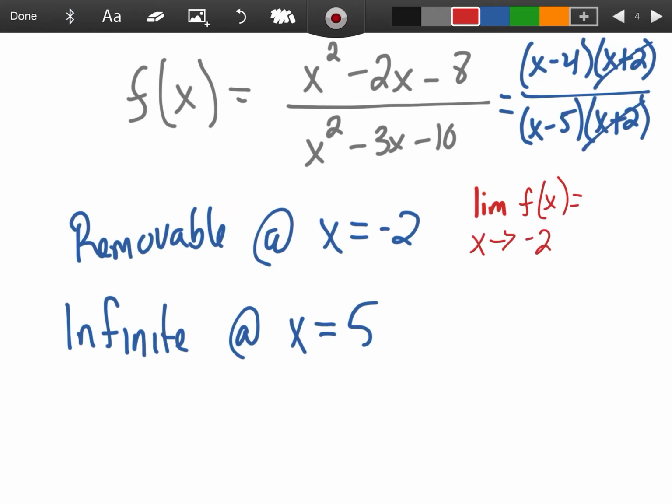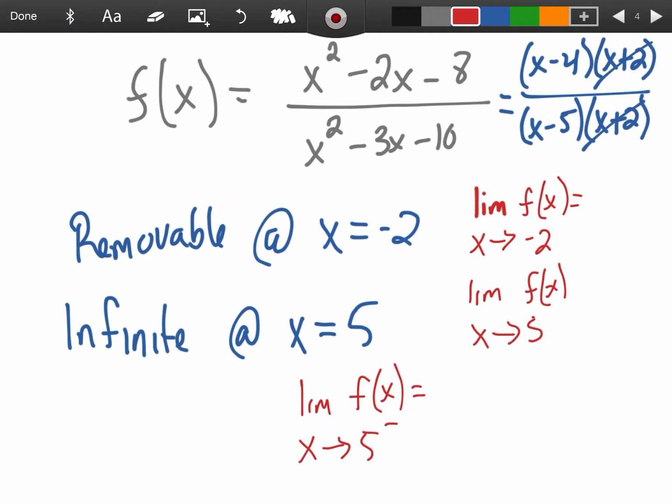All right, what's going to be that limit? For the infinite discontinuity, it might go to positive infinity on the left and negative infinity on the right, or the other way around. So I'm going to write out both of those. Let's see what happens as we approach 5 from the left, and what happens as we approach 5 from the right. So, limit of f of x as x approaches 5 from the positive side, or the right side.